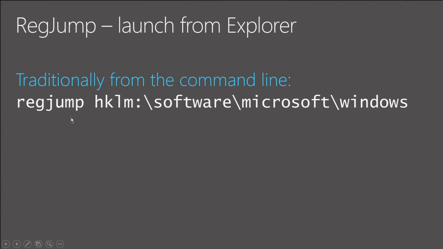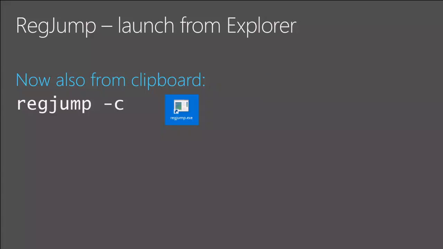You run it from the command line. You run regjump HKLM\software\Microsoft\Windows. It'll open it up and then pump artificial keystrokes into Regedit to navigate to that location. So what he recently added was the ability to also get it from the clipboard. So regjump -c says whatever's on the clipboard, jump to that location. That saves you the trouble of opening a command prompt and either typing or pasting the registry path into the command prompt.